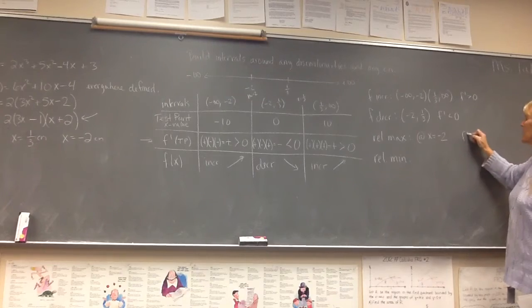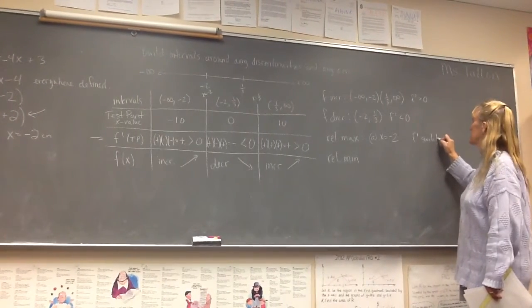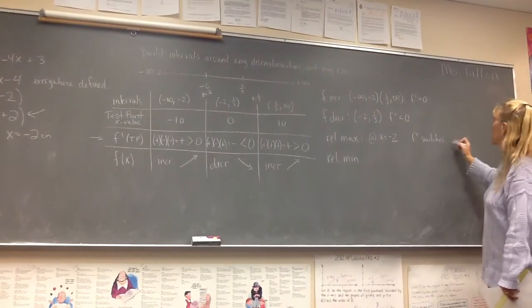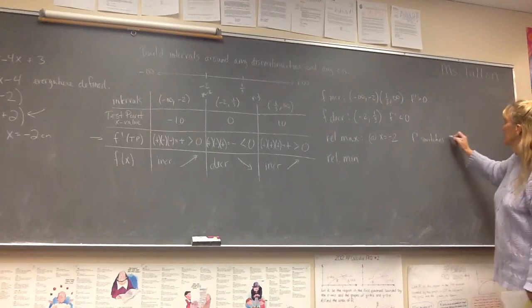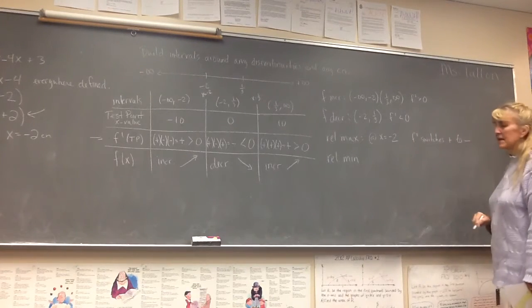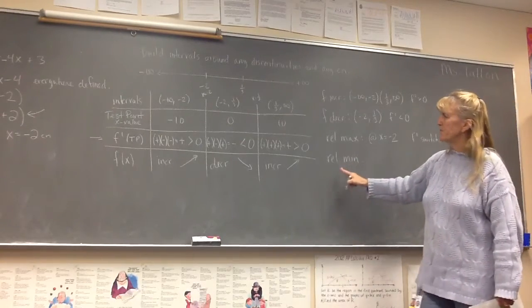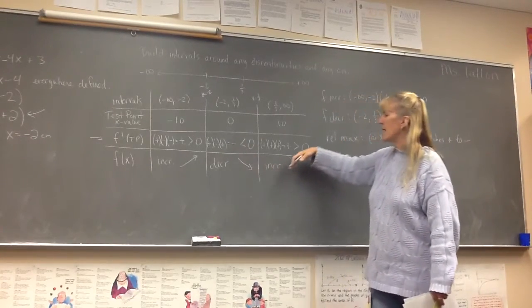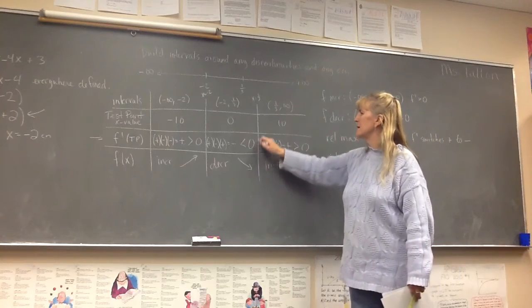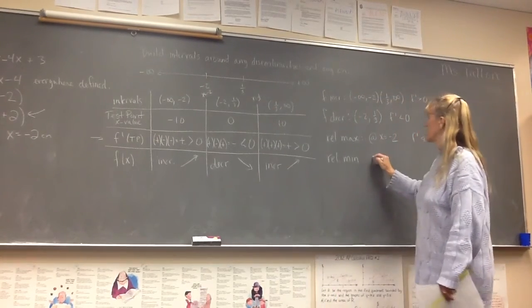Why? Because f prime changes from what to what? From positive to negative. That's what I need to see. Do I have a relative min? Yes, I do, because I'm going down and back up. So I'm going to have a relative min right here at x equals 1/3.